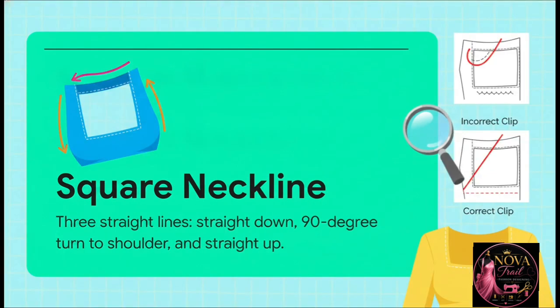Next up, pure geometry, the square neckline. Straight down from the front, a sharp 90-degree turn, and straight across to the shoulder. Because of those strict 90-degree angles, finishing this requires a very specialized diagonal corner clip right into the inside corner. If you don't clip it right up to the seam line, the fabric will bunch up in a really ugly way, but if you do it right, it sits perfectly crisp.